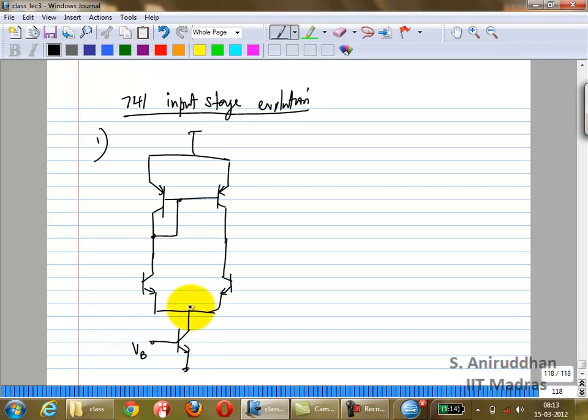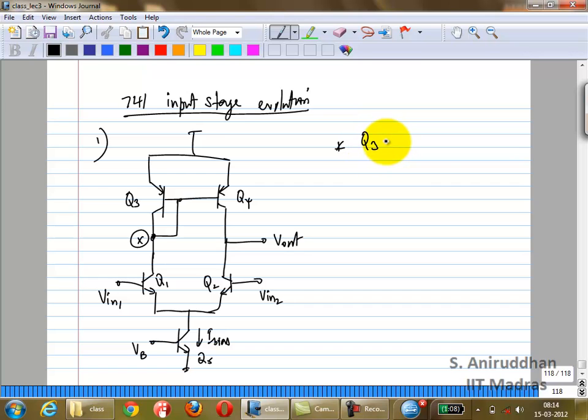This is some VB, this is probably a current mirror. I'm going to call this node X. So you have some current I bias. We'll call this Q5. So similar to this, Q3 and Q4 perform differential to single-ended conversion, just like in the case with the MOSFETs, they do the same function.